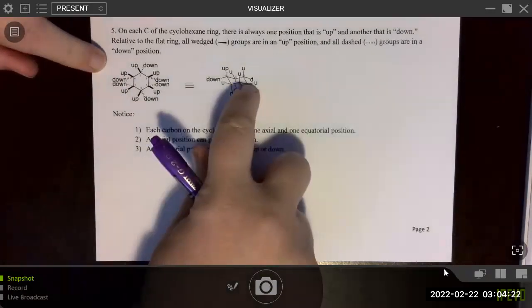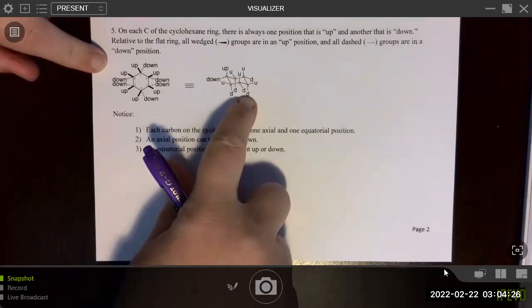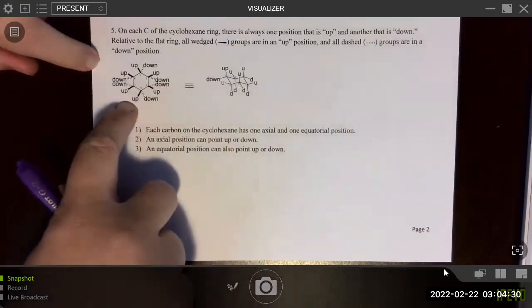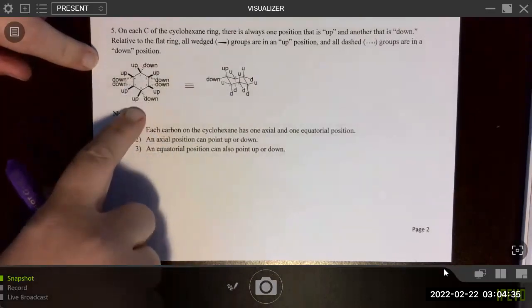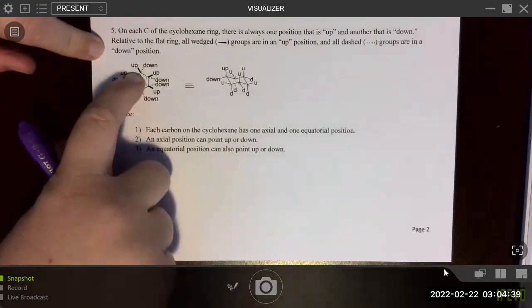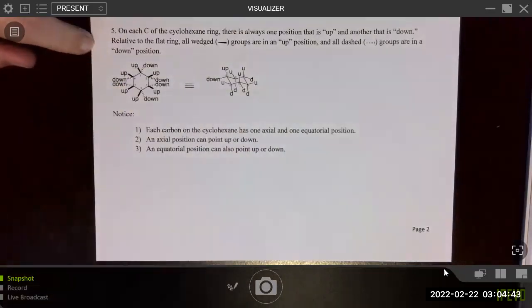And the one that's up is always sort of further up, right? And the one that's down is always further down at any given carbon. And those actually refer to positions in a dash wedge notation of the same cyclohexane group. And you can see that groups that are up are always on a wedge. Groups that are down are always on a dash, right?